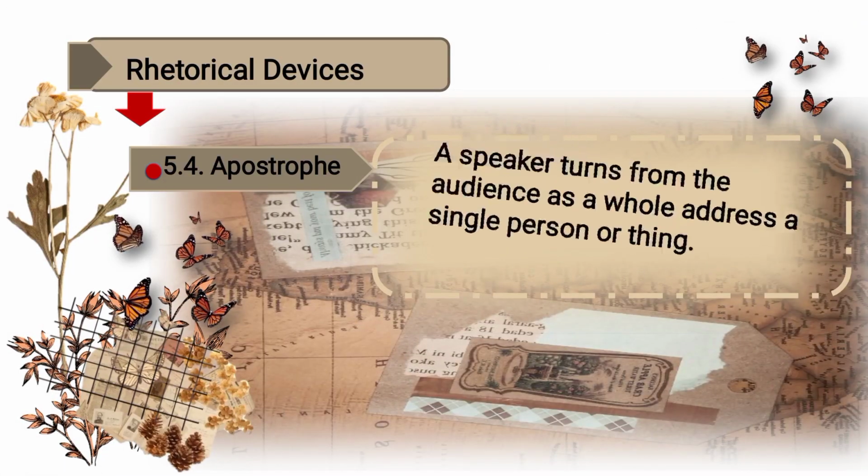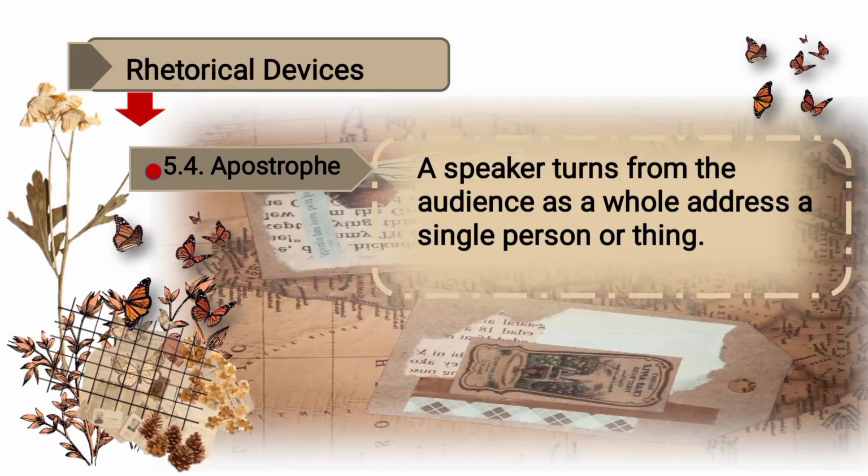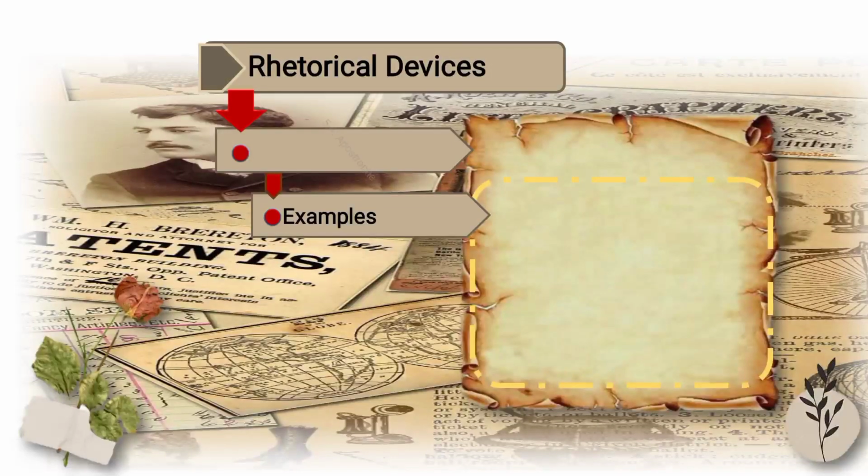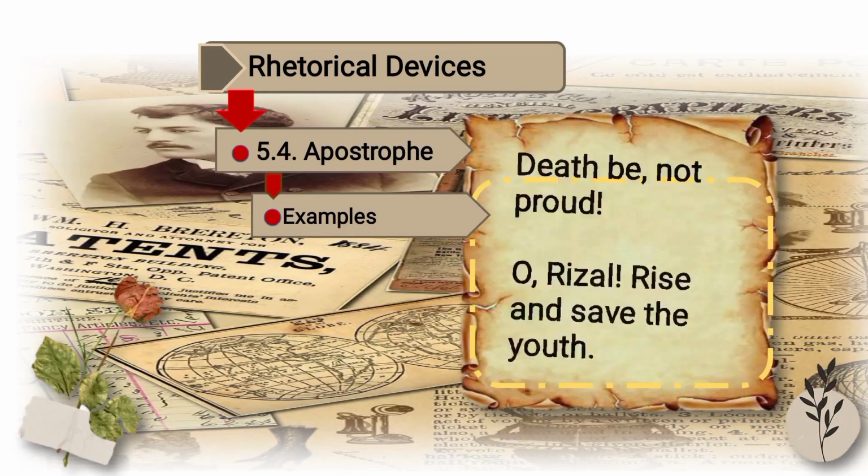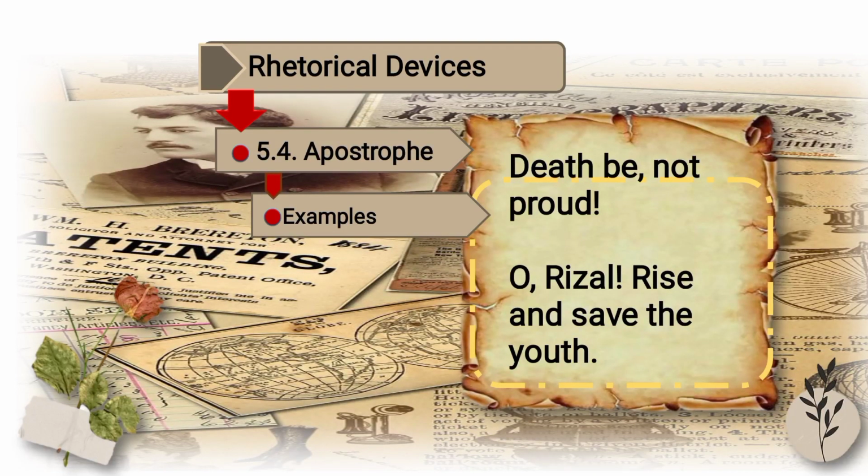Next is the apostrophe. It is when a speaker turns from the audience as a whole to address a single person or thing. An address to a dead person as though he were alive, an absent person as though he were present, an inanimate object as though it were animate. Like for example, "Death, be not proud." And, "O Rizal, rise and save the youth." So those are examples of apostrophe.